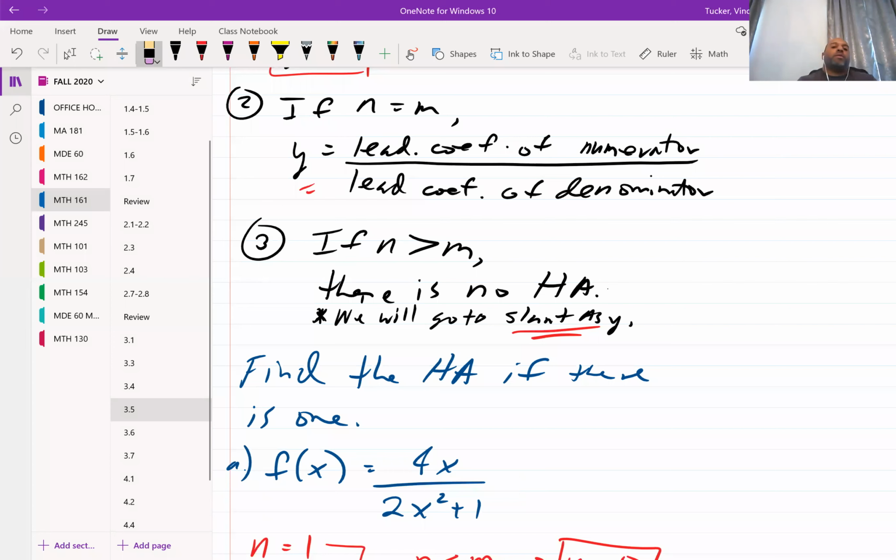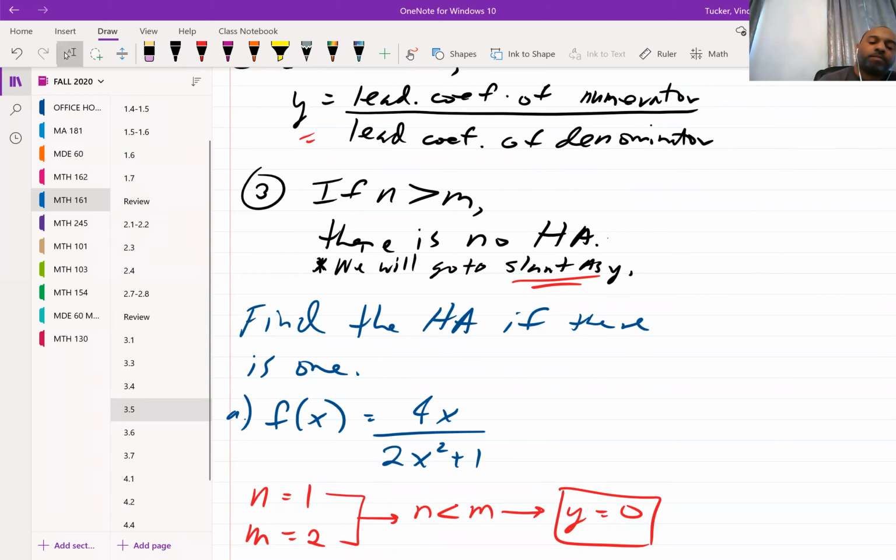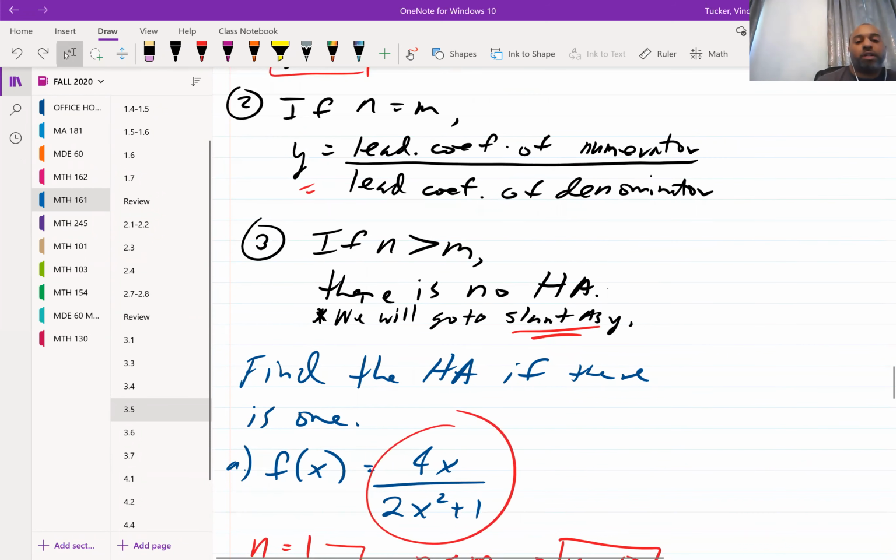All right. First one is find the horizontal asymptote, if there is one. So they give us 4x over 2x squared plus 1. Remember, what dictates what we do is the exponents, the degree of our numerator and our denominator.